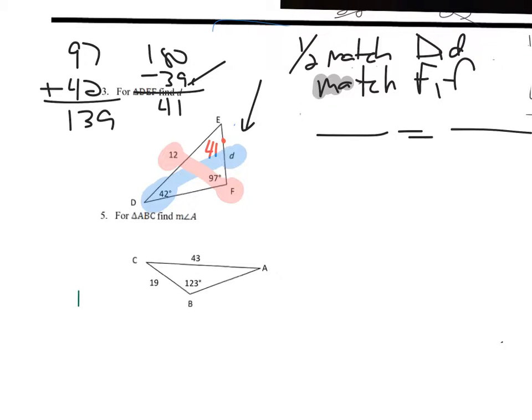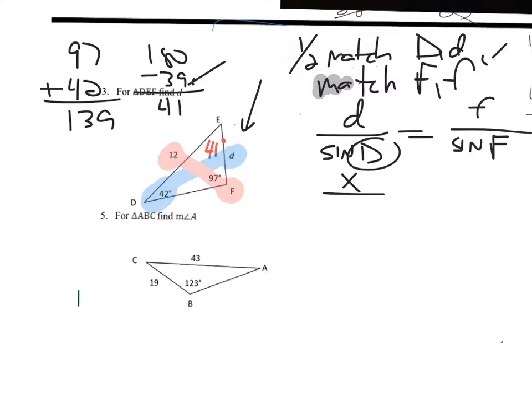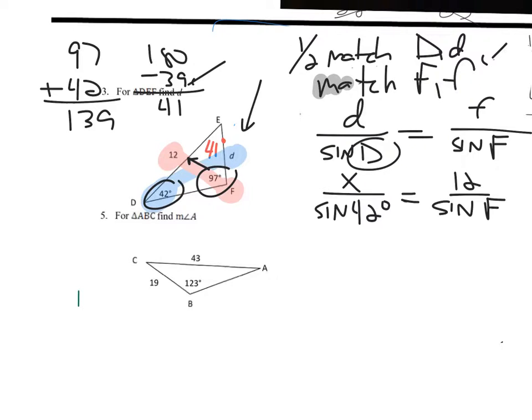I'm solving for little d, so I'm going to go little d over the sine of angle D. And now for my F's, I'm going to have little f over the sine of angle F. So I'm going to have little d, that's what I'm solving for, over the sine of angle D, the sine of 42, that equals little f over the sine of angle F. So I'm going to set up x over the sine of 42. That equals 12 over the sine of 97.